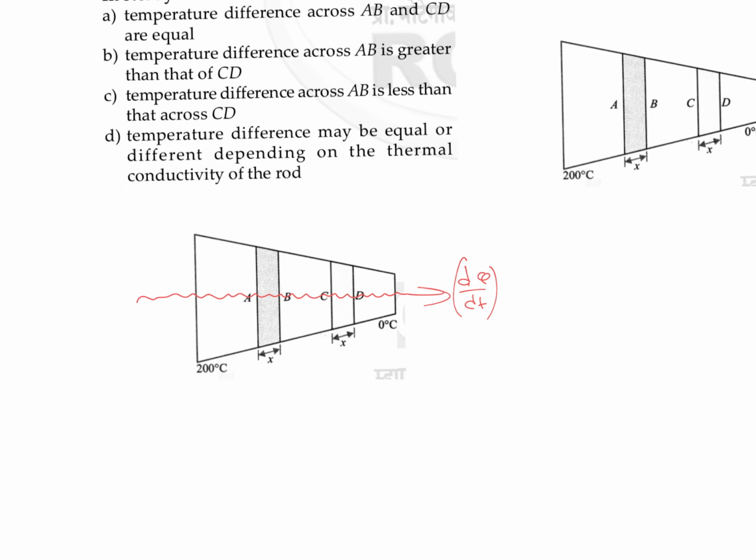Now we can observe what is changing over here. The area of cross section keeps on decreasing. So we can write from the equation for resistance, R is equal to L divided by KA. As the value of area decreases, we can say that the resistance keeps on increasing. So if you take an element AB over here, its area is more as compared to element CD over here. So we can say that definitely the resistance of element AB is less than the resistance of element CD.